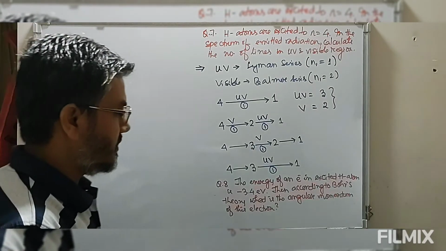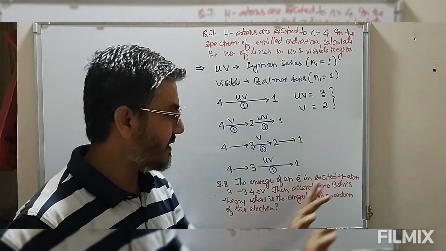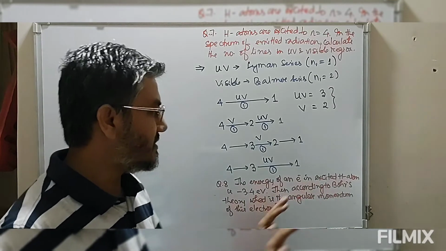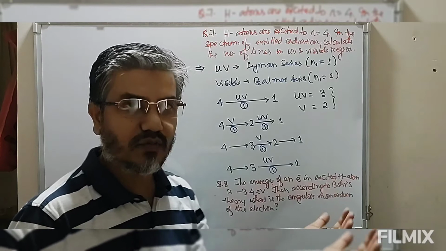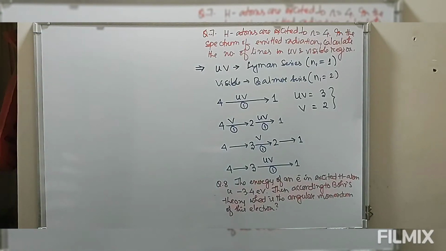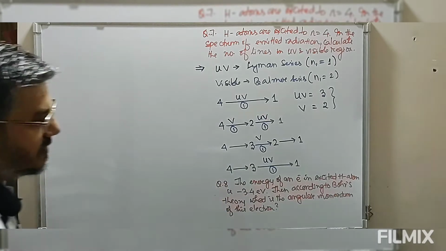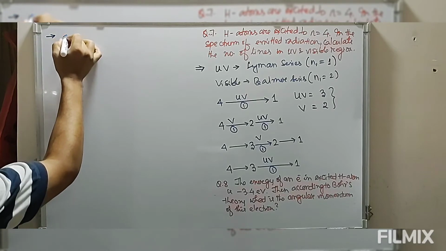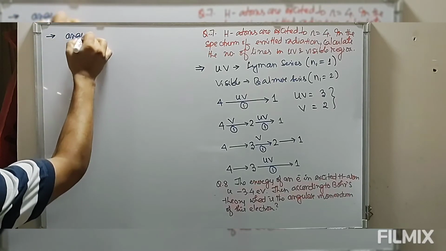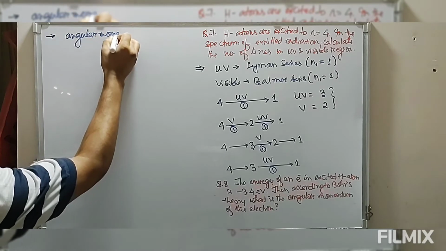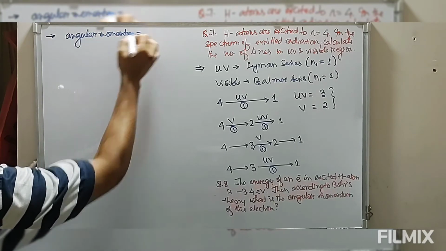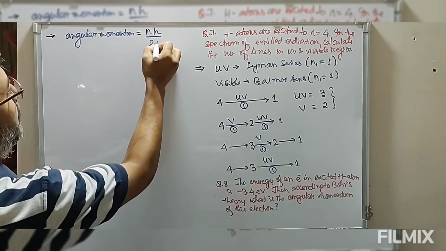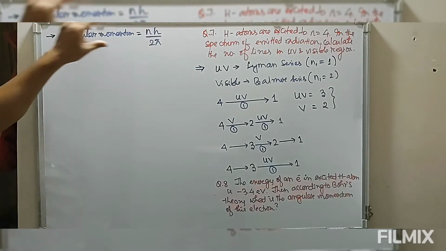Now the next problem says the energy of an electron in an excited hydrogen atom is minus 3.4 electron volt. Then according to Bohr's theory, what is the angular momentum? We know the angular momentum relationship: the angular momentum of an electron in any particular orbit is an integral multiple of nh by 2 pi.